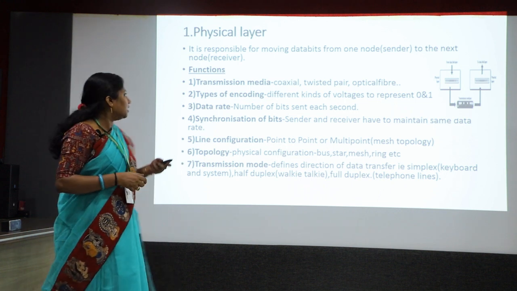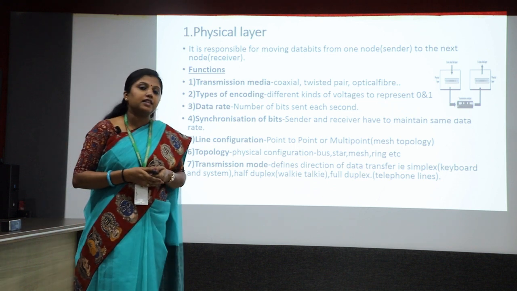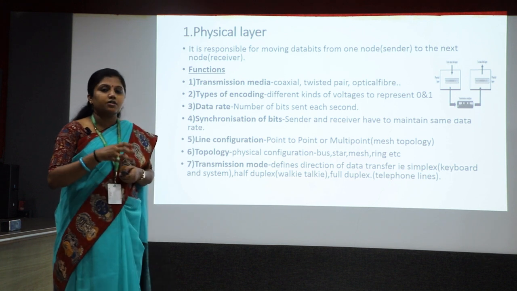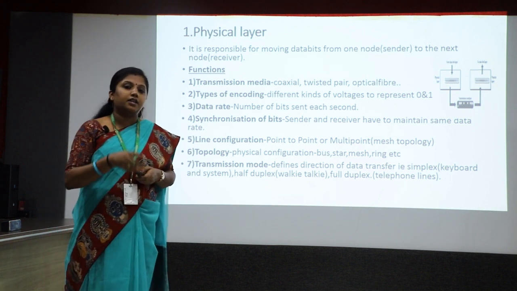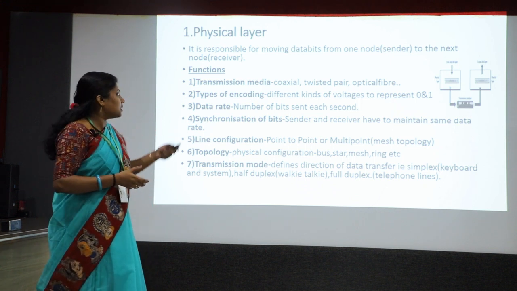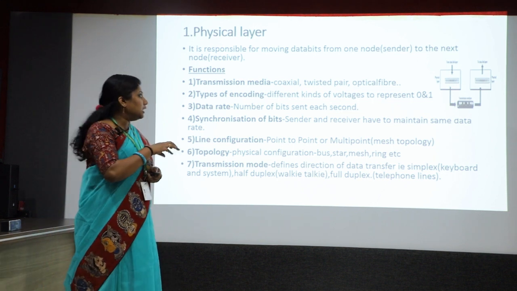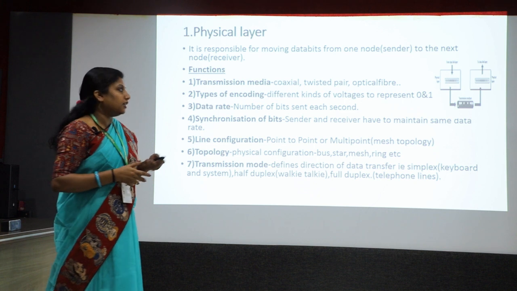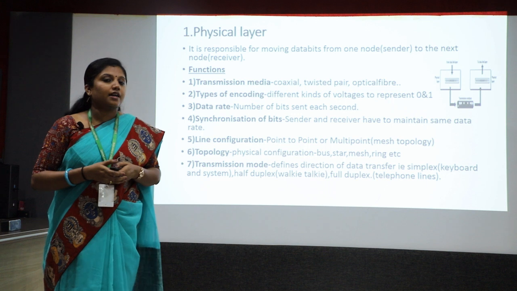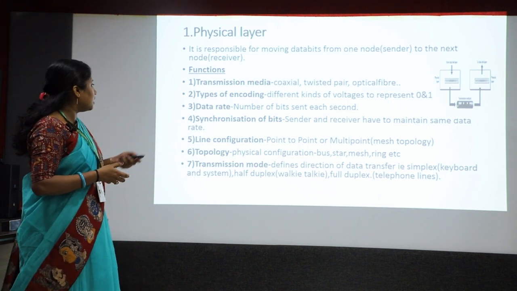The next function is types of encoding. Different kinds of voltages and current levels can be used to represent zeros and ones. Zeros and ones you cannot send as they are, but instead you can use different kinds of voltages or current levels. That comes under types of encoding. And data rate: the number of bits sent per second comes under data rate. Synchronization of bits means the sender and receiver have to maintain the same data rate.